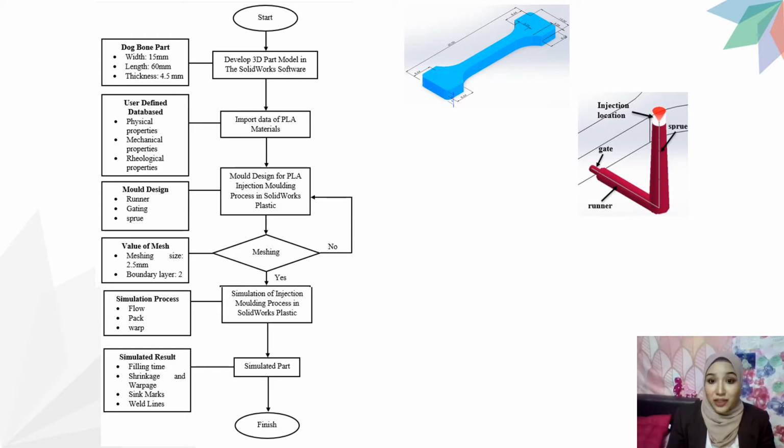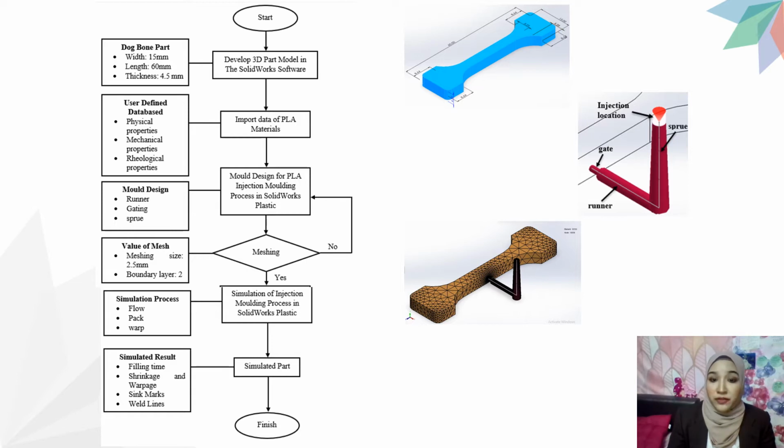Next is the meshing process, where the flow domains are divided into smaller pieces representing elements to analyze the fluid flows. The size of meshing used was 2.5 mm with a boundary layer of 2. The solid tetrahedral hybrid meshing type was used because in Solidworks Plastics, a solid mesh is more preferable. In contrast, solid tetrahedral hybrid gives the best result for the cavity inserts and the runner.